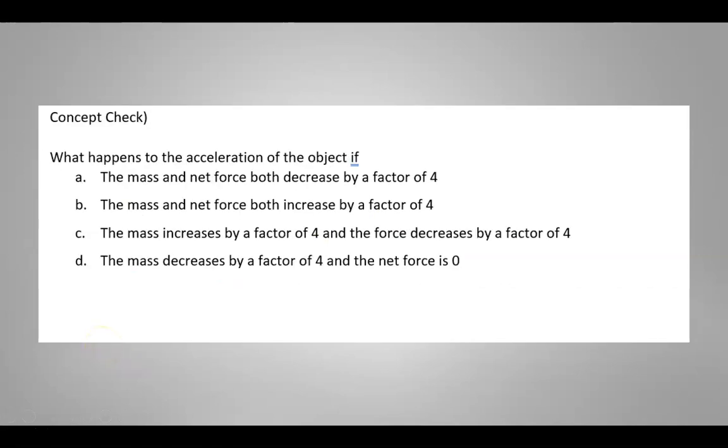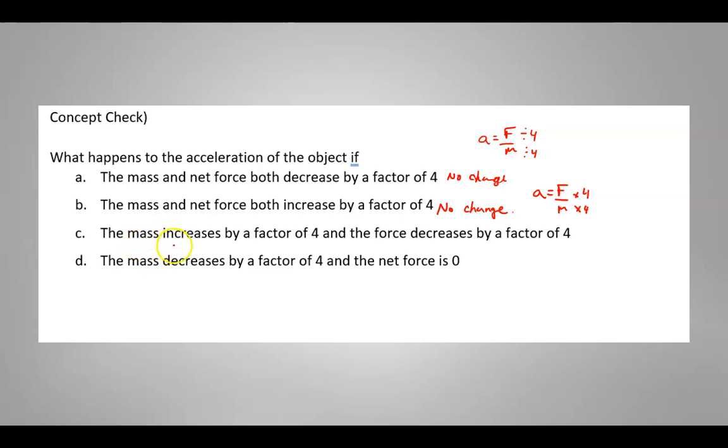Okay, concept check. What would happen to the acceleration if both the mass and the force were decreased by a factor of 4? Well, a is equal to F over m. Now, if this were divided by 4 and this were divided by 4, notice we've essentially made no change, and so we're going to say no change. What if the mass and the force both increase by a factor of 4? Well, again, a is equal to F over m, and if you multiply both by 4, that again is no change.